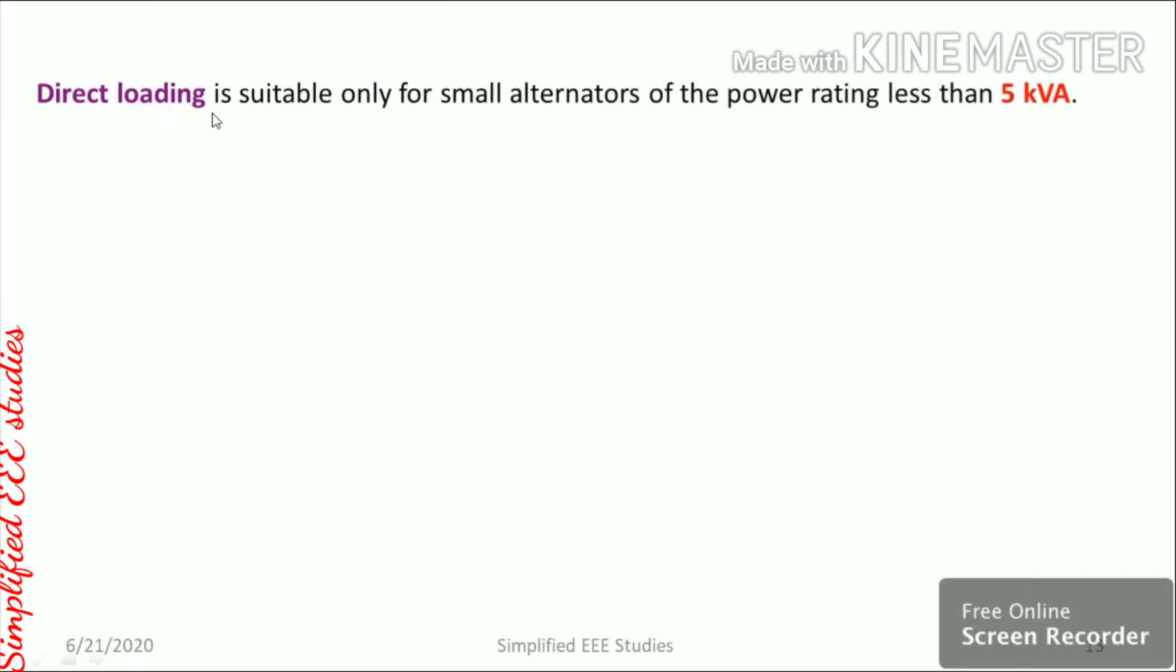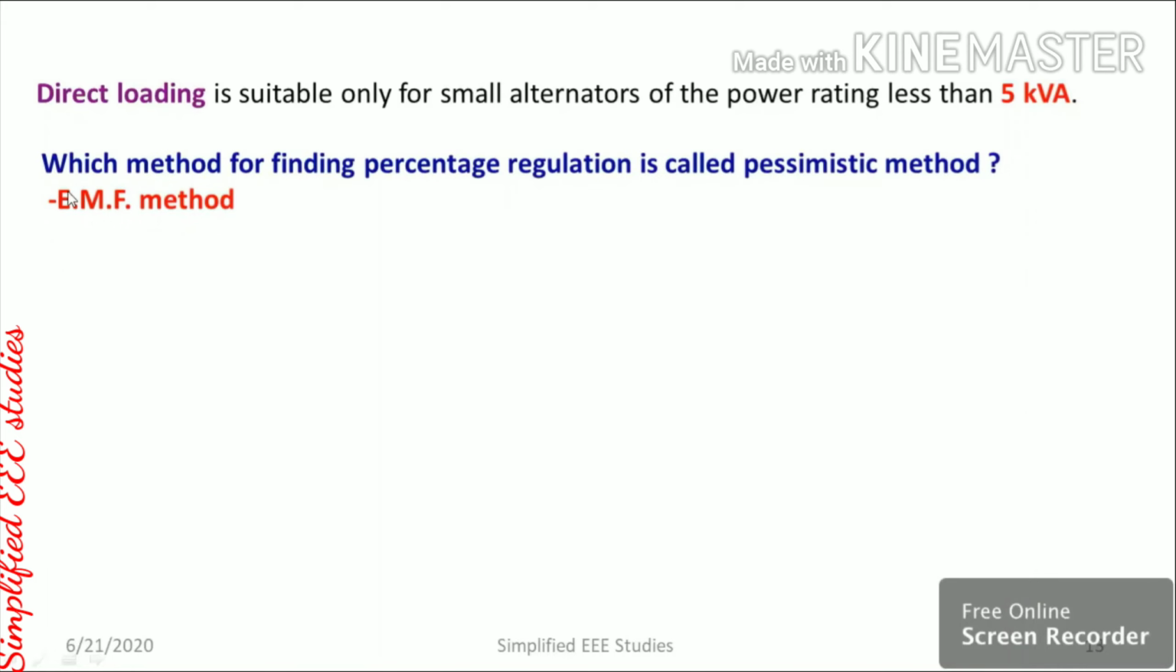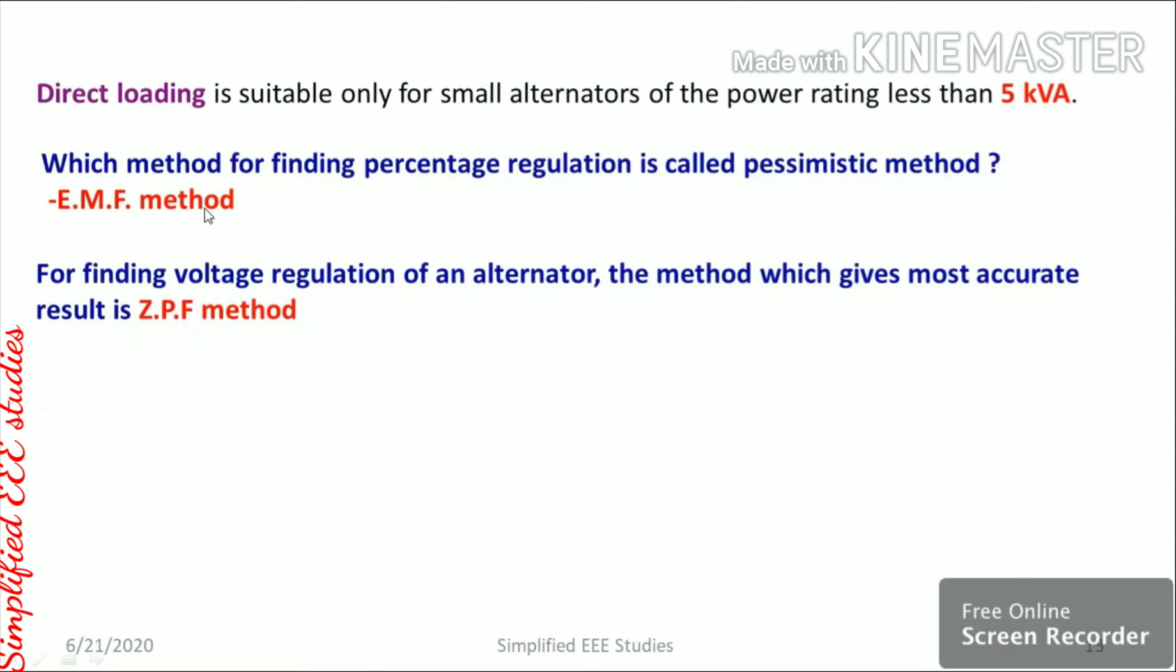Now let us move on to different types of classification. Let us look at direct loading. It is suitable only for small alternators, with rating less than 5 kVA. Let us look at the different types of indirect method. Which method of finding percentage regulation is called the pessimistic method? You can mention the EMF method. EMF method is also known as the pessimistic method. It can be asked in the examination. Then for finding voltage regulation of an alternator, the method which gives the most accurate result is surely the ZPF method.